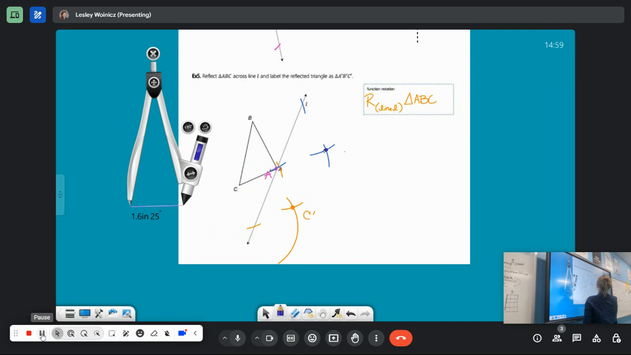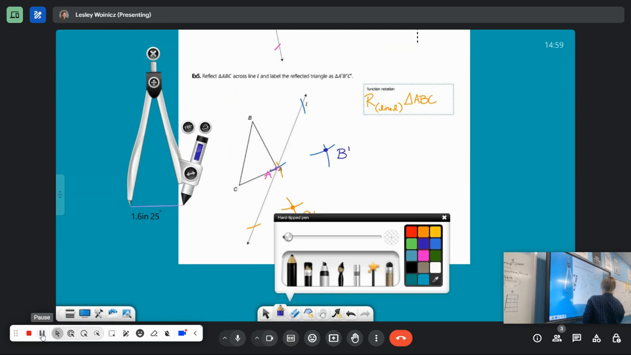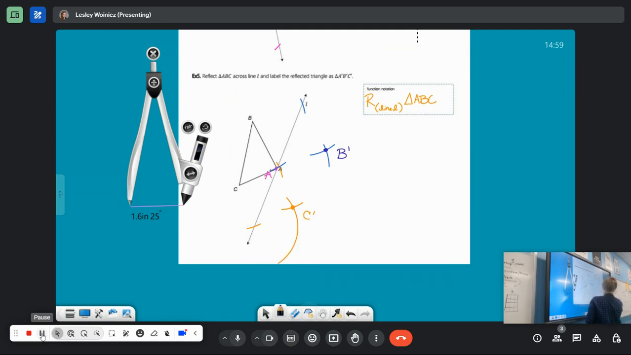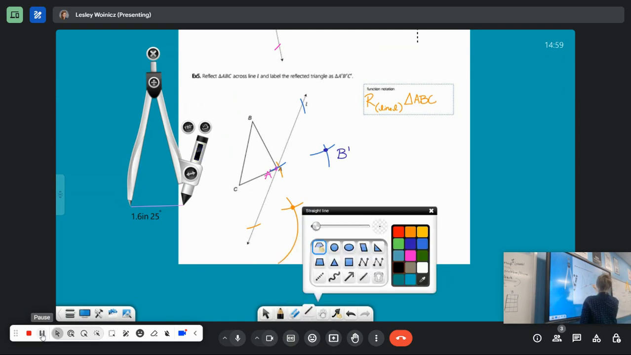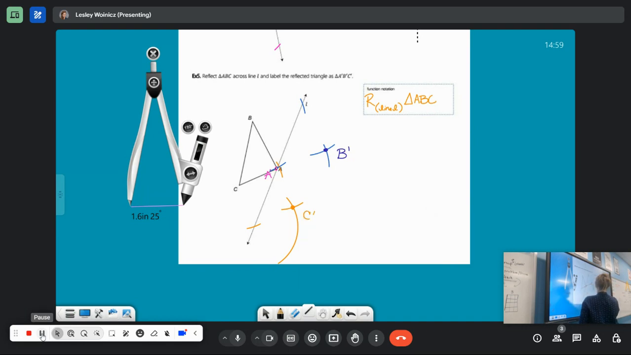Okay, here is point B prime. So now I can just connect. You're going to have to use your ruler. I don't have to use a ruler because I have a straight little segment thingy. Sorry. You have to use a ruler and connect your points.